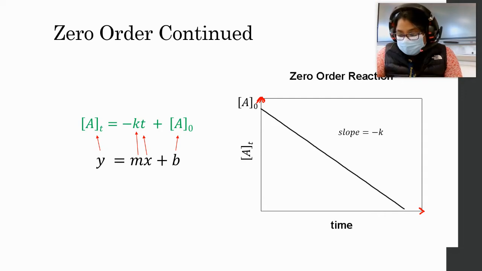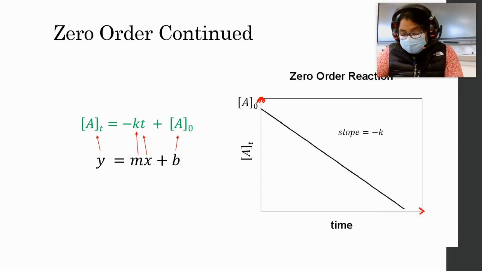Now, this is really important. The rate constant itself is not negative. It's just the slope that's negative, but the value for the slope is your rate constant. So k is your rate constant, that's your slope, and your y-intercept is going to be the initial concentration of A.